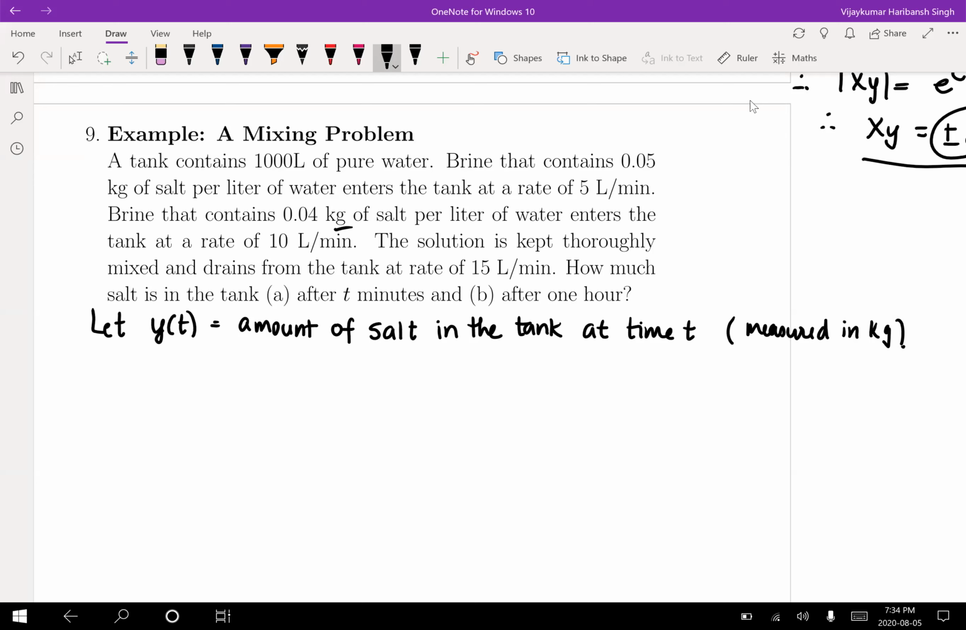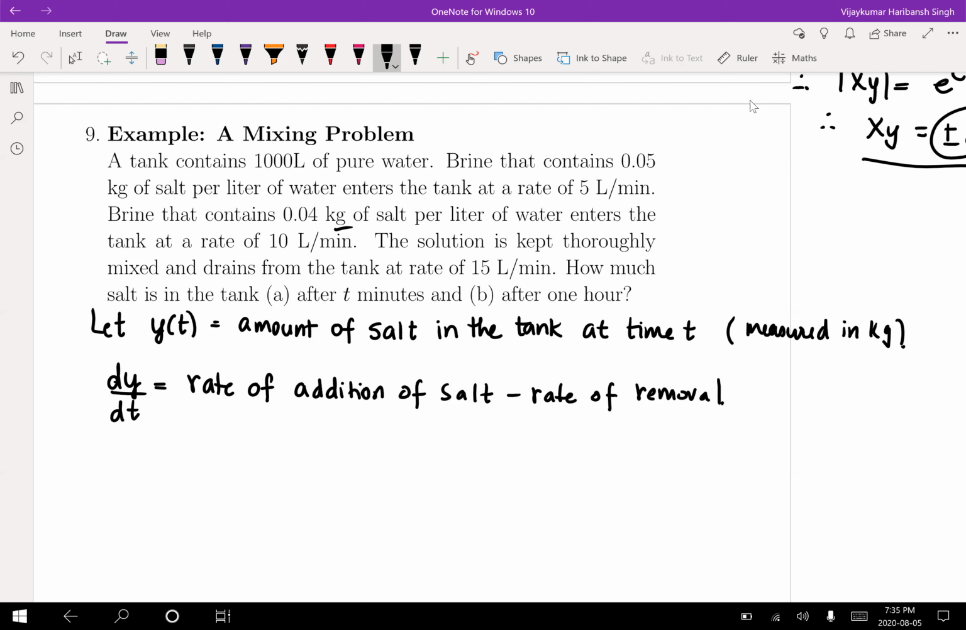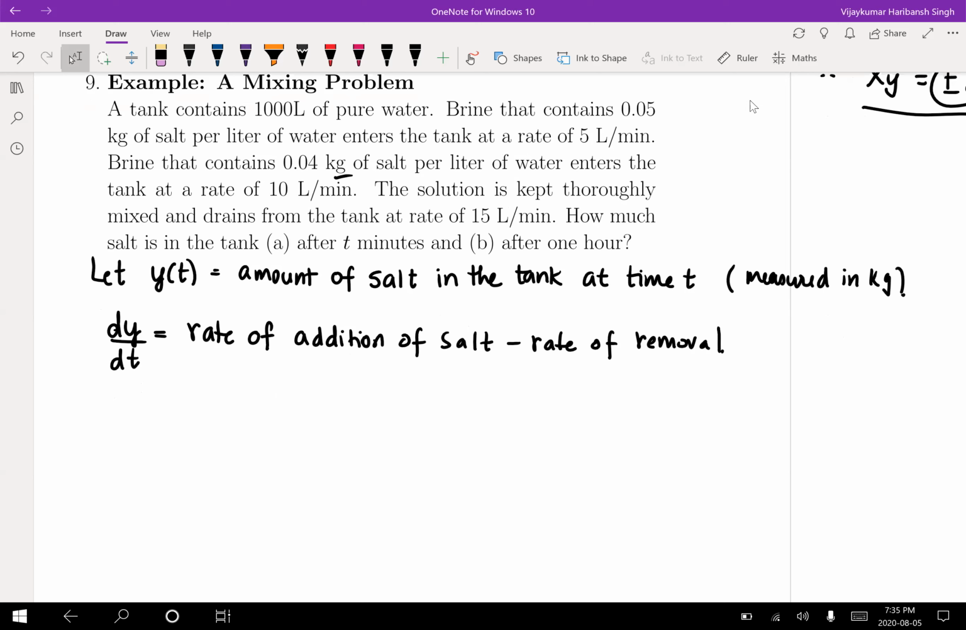So now what is the rate of change of salt? So dy by dt is the rate of change of the amount of salt. So this is going to be the rate of addition of salt minus the rate of removal. So let's look at this. What is the rate of addition?